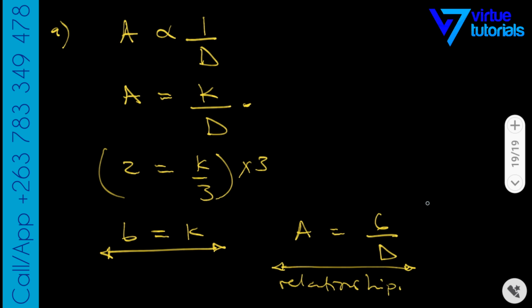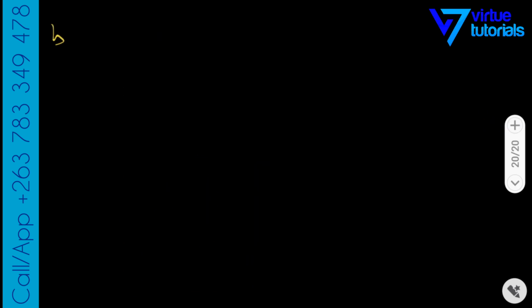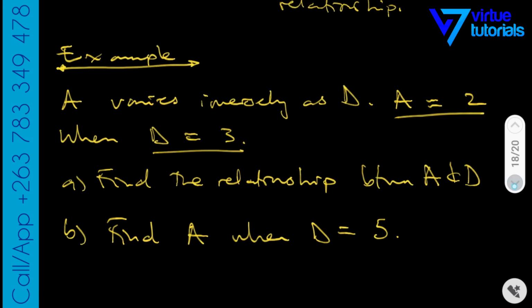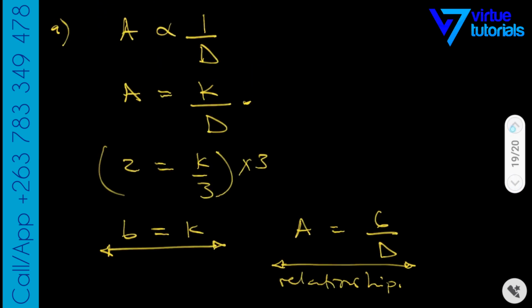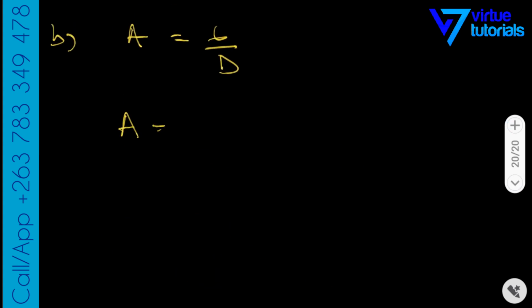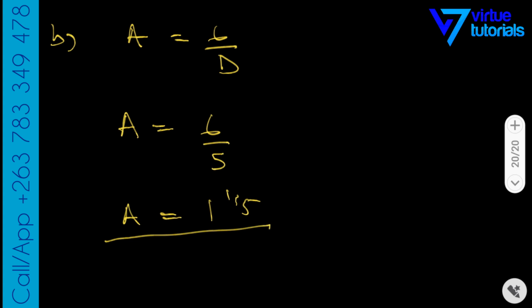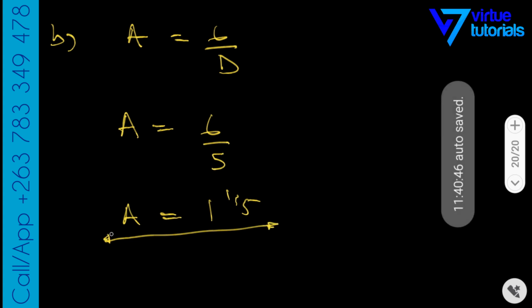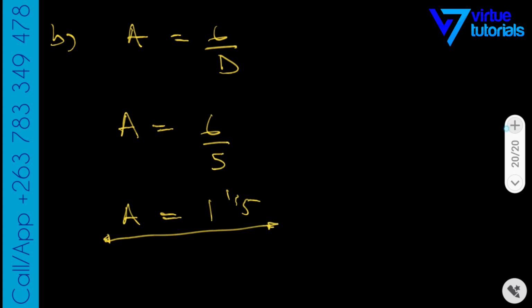And remember, once you have a relationship, you can use it to find everything else, right? So you quote it. So A is equal to 6 over D for part B. Now, they are saying find A when D is 5. So when D is 5, we remove D and put a 5. So A is equal to 6 over 5, right? Some may prefer to say A is equal to 1 and 1/5. It all works. Okay, so let's try another example.